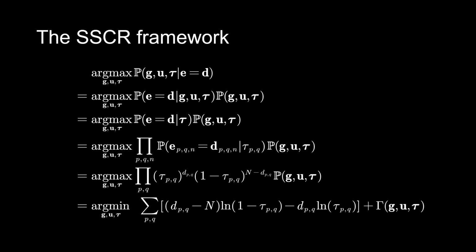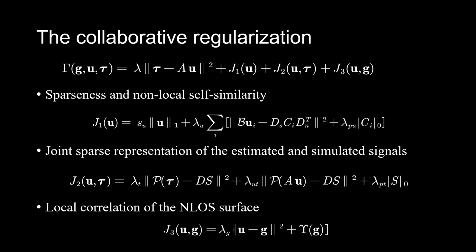Using the Bayesian formula, we obtain the SSCR optimization problem. The term gamma describes the joint prior probability distribution of the surface representation G, the voxel representation U, and the estimated signal tau. The collaborative regularization term plays a crucial role in the process of reconstruction. An ingenious design of this term not only results in faithful reconstructions, but also admits low-cost algorithms.